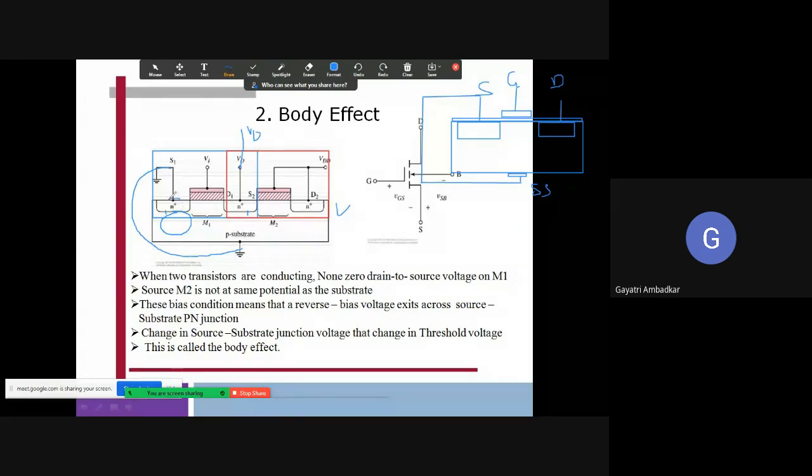But because of this, what is happening? This junction is at different potential and this source substrate junction is at different potential. Are you getting my point?